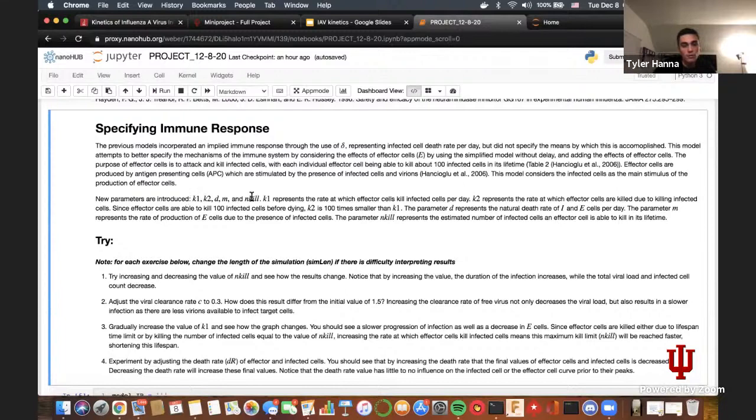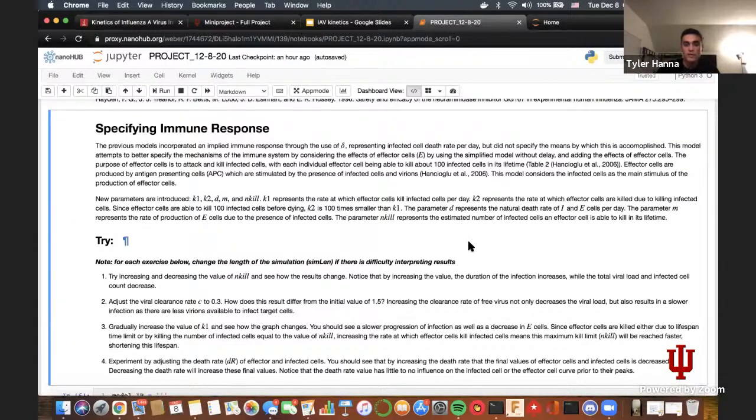We have K1, K2, D, M, and n kill, where K1 represents the rate at which effector cells are able to kill infected cells, and K2 represents the rate at which effector cells die due to killing infected cells. And according to the paper that I pulled, the mechanism for effector cells can kill about 100 infected cells before dying. So K2 is about 100 times smaller than K1.